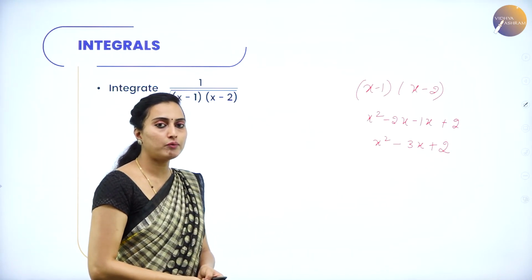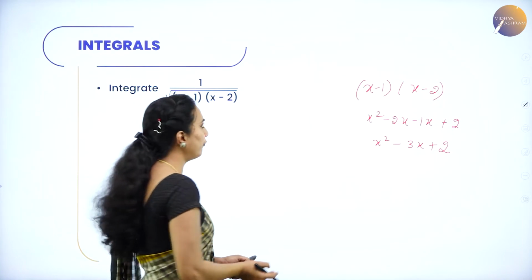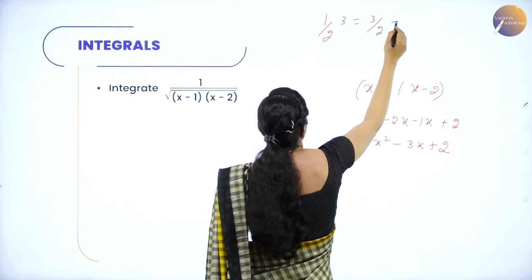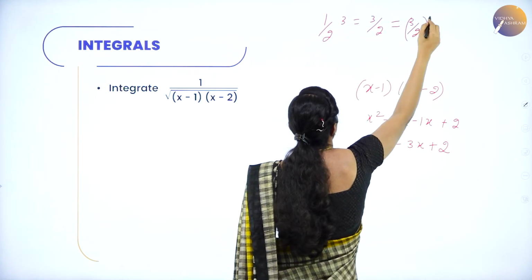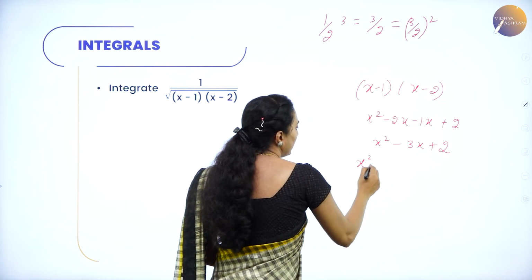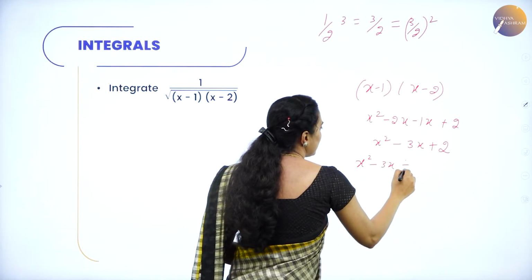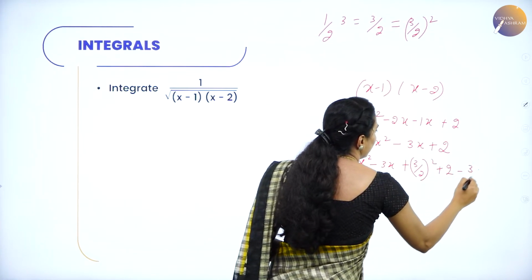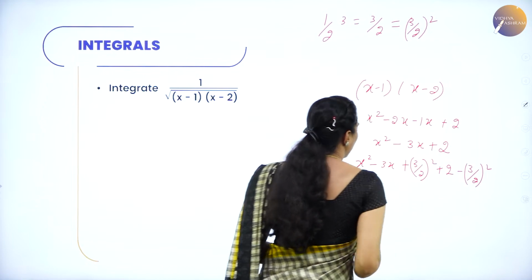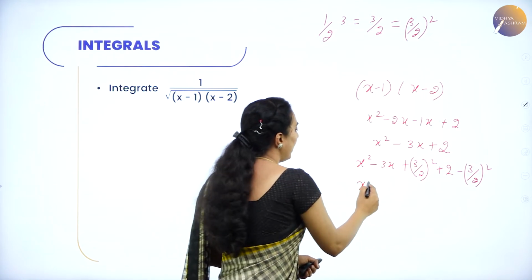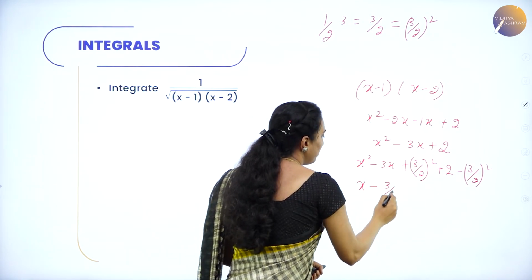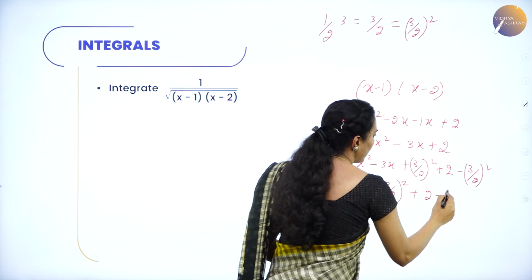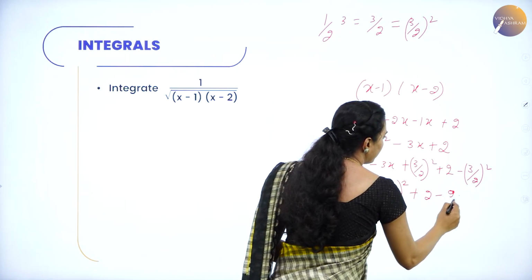Yes. Now you have to observe what is the coefficient of x? 3. Half of that, half of 3, which is nothing but 3 by 2, whole squared, 3 by 2 whole squared you are taking. So adding and subtracting, x squared minus 3x plus (3 by 2) whole squared plus 2 minus (3 by 2) whole squared. Now you can have, which is in the form of (x minus 3 by 2) whole squared, here you can have plus 2 minus 9 divided by 4.